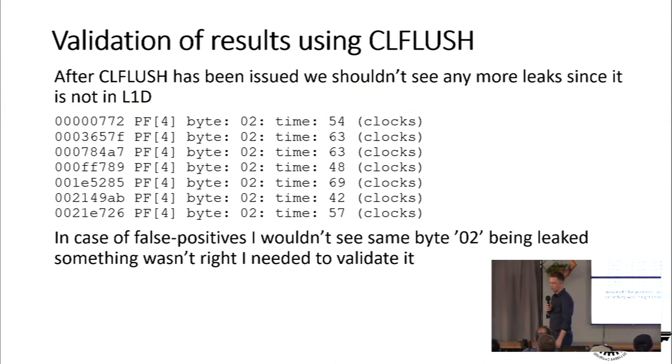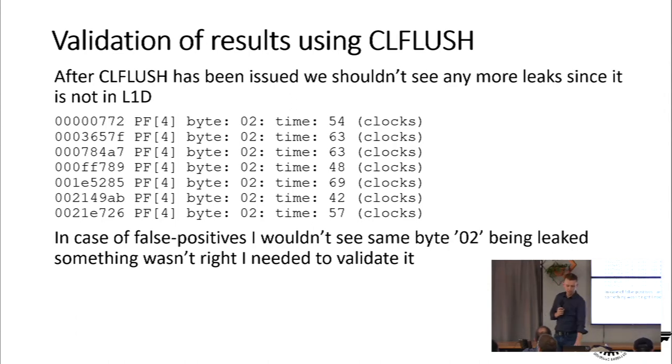As I was validating my results, I found that if it's in the cache, I'll get really fast accesses. But how do I make data not be in the cache? Well, you CLFLUSH, you flush the cache lines, so it's not there. I found that, well, I'm flushing it, but I still see some leaks.